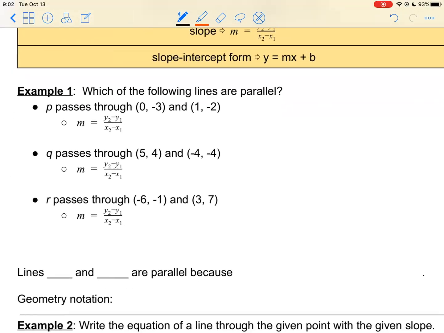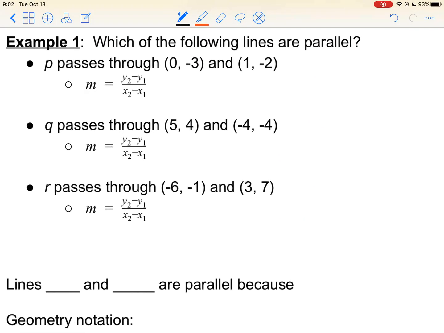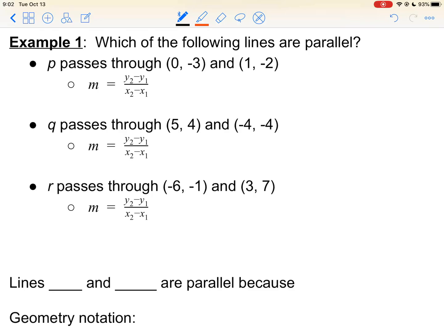So in example 1, here we have 3 sets of ordered pairs, and we're given the name of a line that passes through them. Line P passes through points (0, -3) and (1, -2). Line Q passes through points (5, 4) and (-4, -4). And line R passes through (-6, -1) and (3, 7). Each of these could have this little line notation over it to make it more clear.